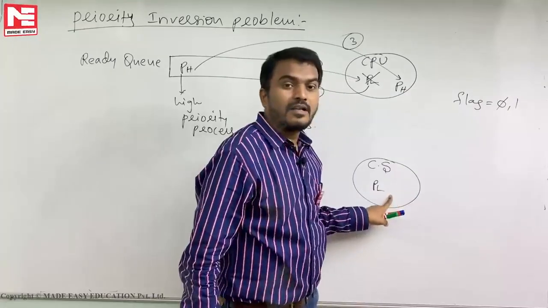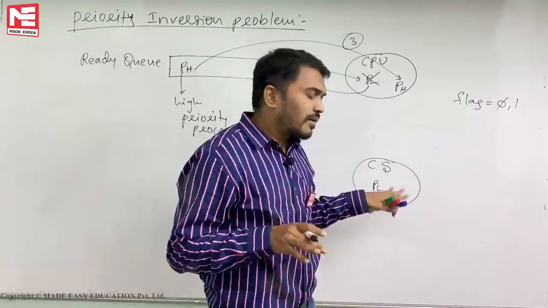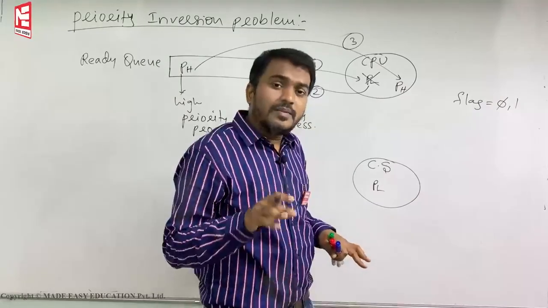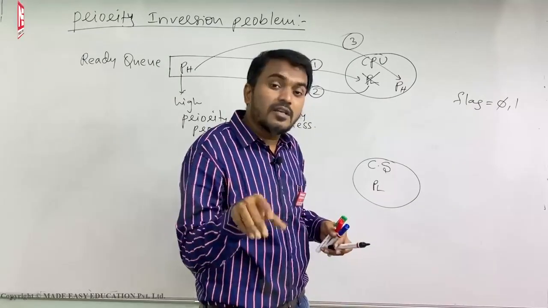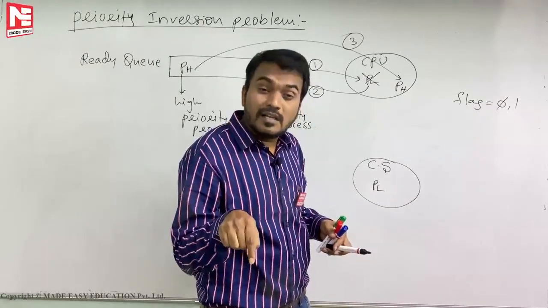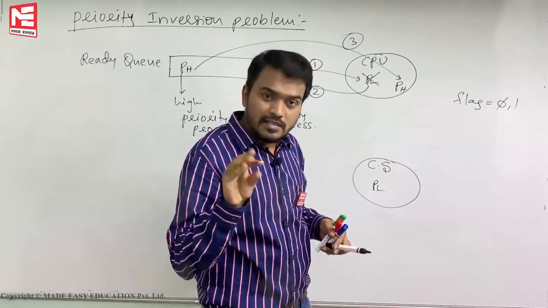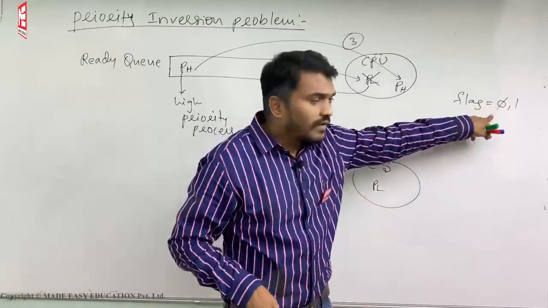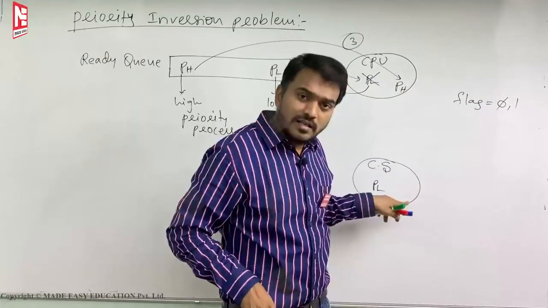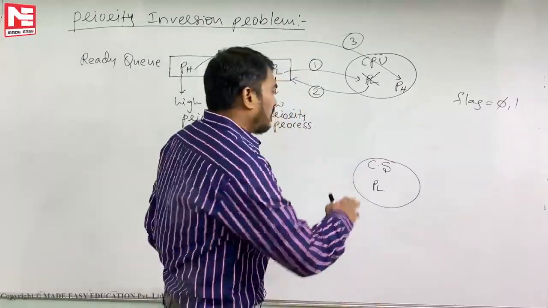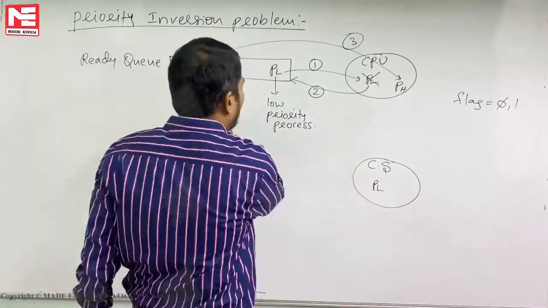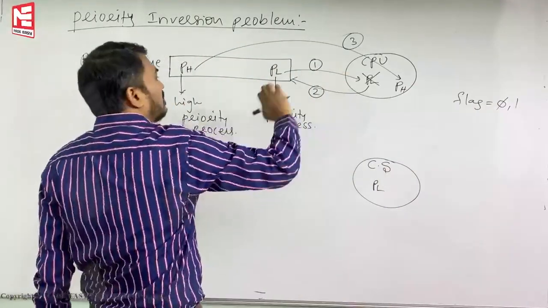PL did it. PL has not completed the total critical section and PL has not executed instruction number 5 according to TSL. It has not made the flag value 0. The flag value is still 1. Who made this flag value 1? PL made the flag value 1. So it was accessing code in the critical section. Suddenly you preempted it and scheduled the high priority process onto the CPU here.